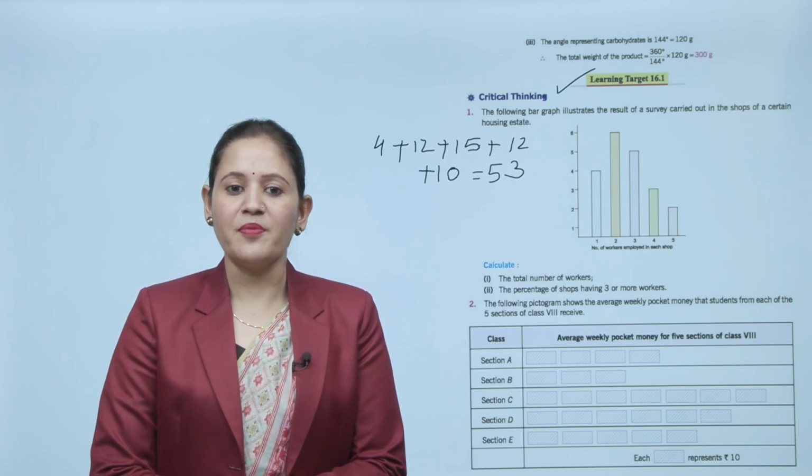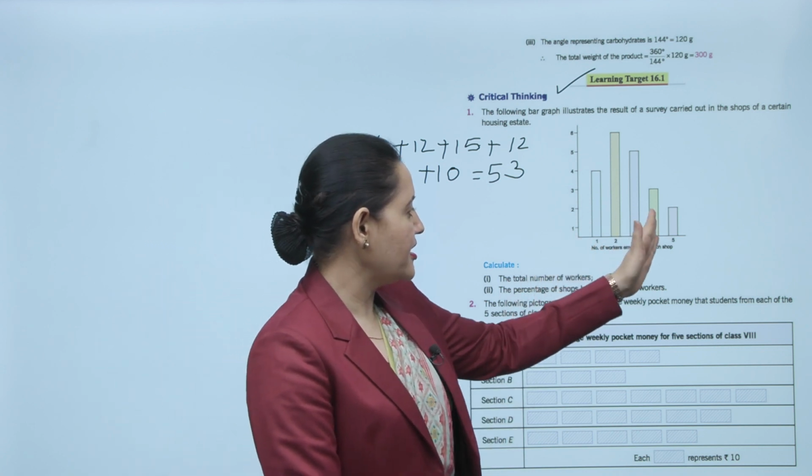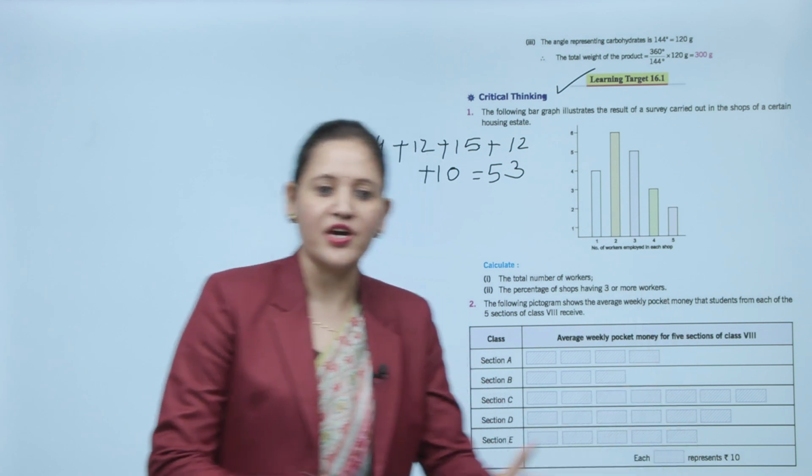नेक्स्ट the percentage of shops having 3 or more workers. सो आप देखेंगे कि 3 और उससे ज़्यादा कितने में है, उसको करके उनका परसेंटेज फाइंड आउट कर लेंगे. क्लियर?